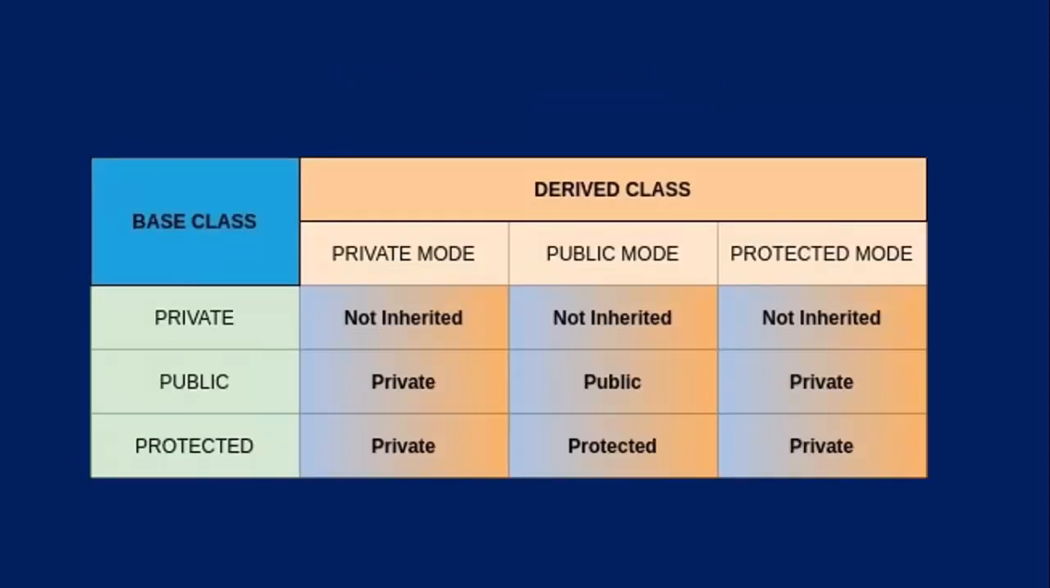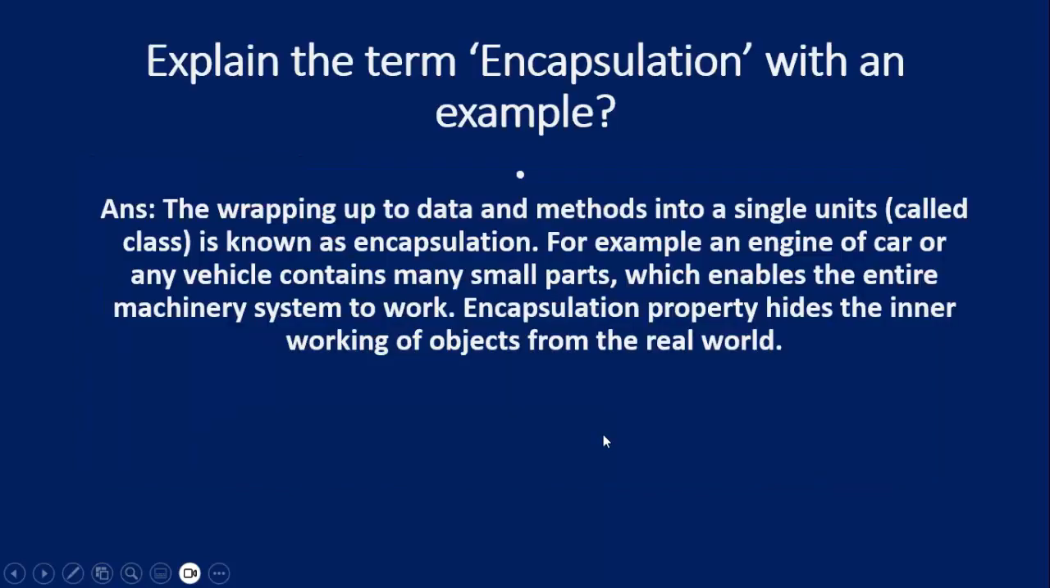This is the diagram that you should understand. This is the base class of private mode, public mode, and protected mode. In private mode, it is not inherited, in public mode, it is public here, and in protected mode, both the protected modes are private. Like this, you have to learn the topic encapsulation with the example. I've written the encapsulation example as: an engine of a car or any vehicle contains small parts which enable the entire machinery system to work, but the encapsulation property hides the inner working of the object from the real world.